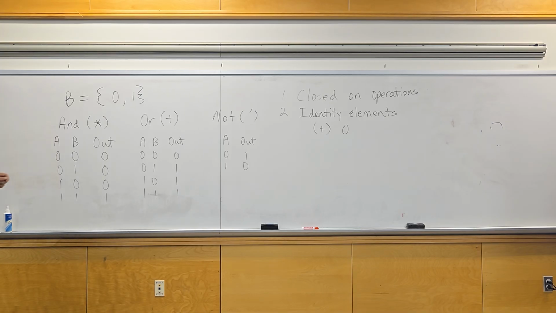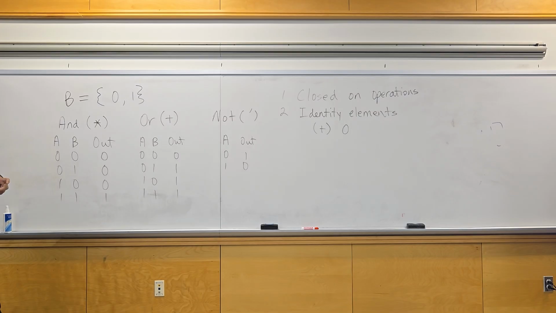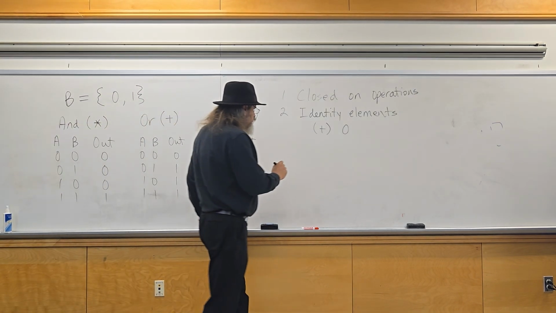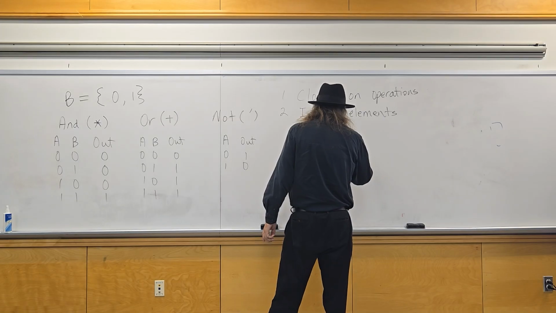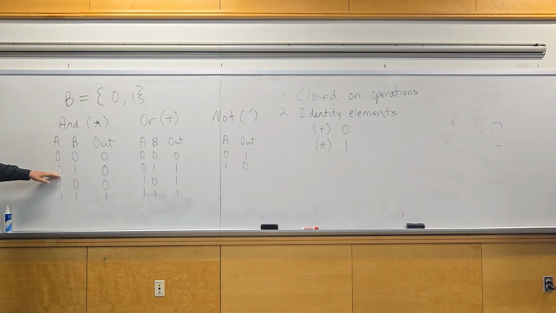If you OR a 0 with another value, it returns the other value. It's the identity. The identity element for AND is 1. If you AND a value with 1, you get the original value. 1 and 0 yields 0, 0 and 1 yields 0, and 1 ANDed with 1 is 1. So it is the identity element for the AND operation.